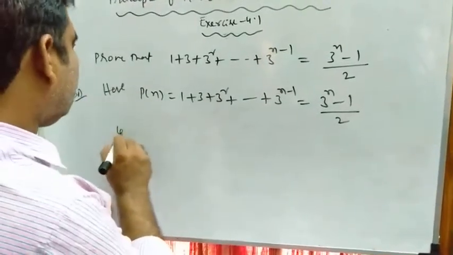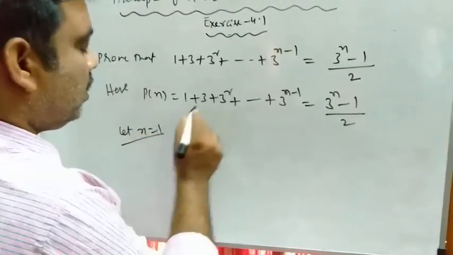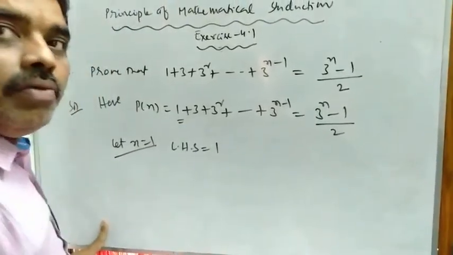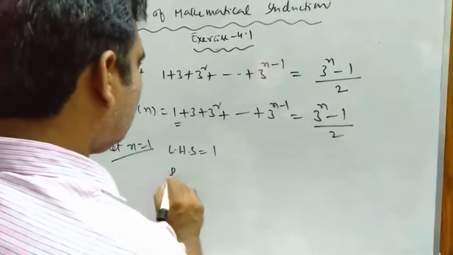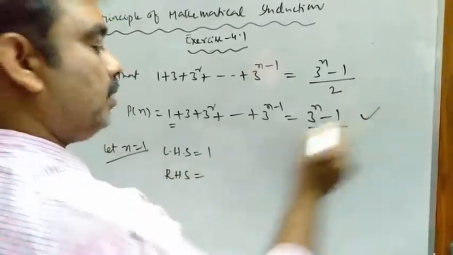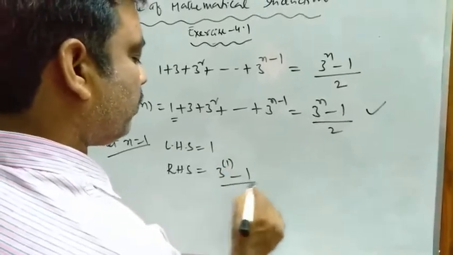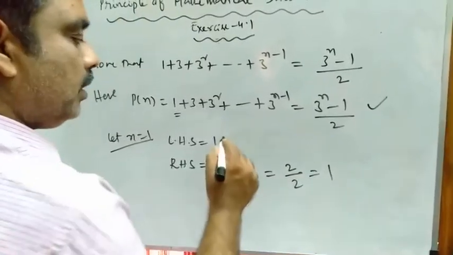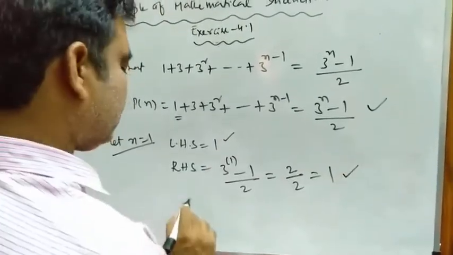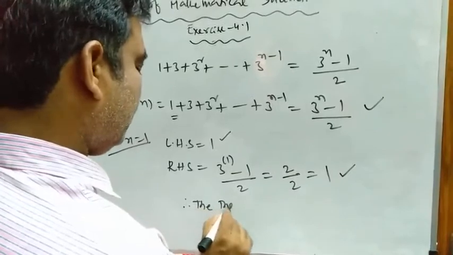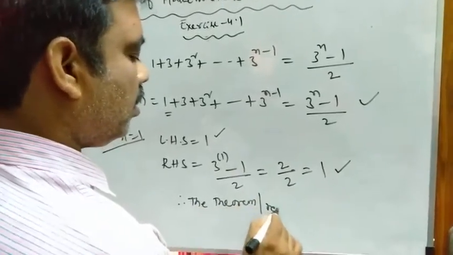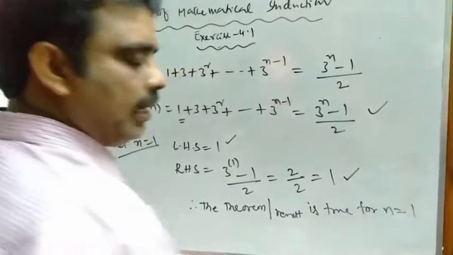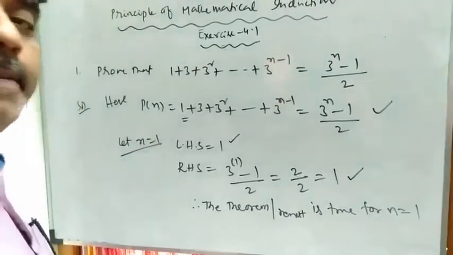Now let us check for n is equal to 1. Let n is equal to 1. On the left hand side there is only one term, that is equal to 1. For one term LHS is equal to 1, and RHS is (3 power 1 minus 1) by 2, that is 2 by 2, that is equal to 1. That means LHS is equal to RHS. Therefore the result is true for n is equal to 1.